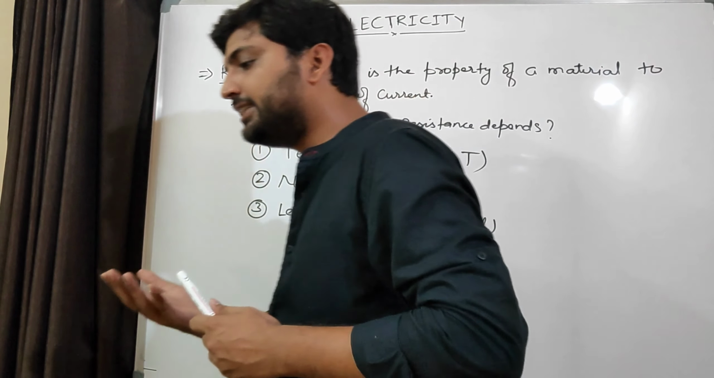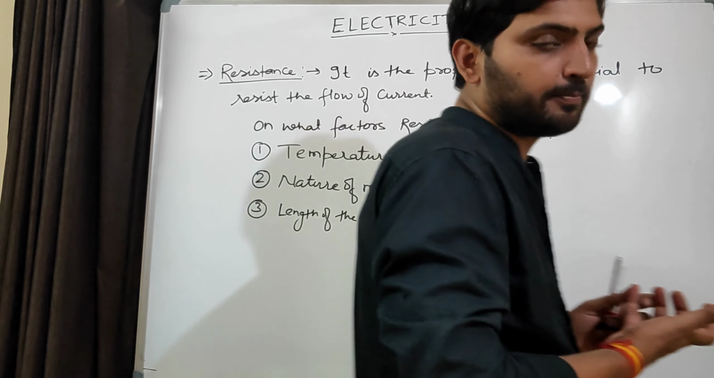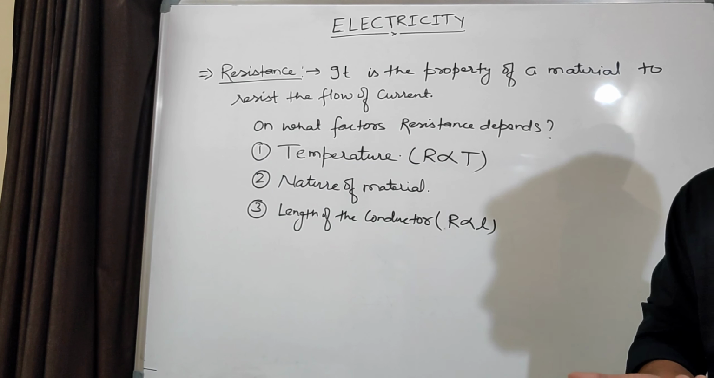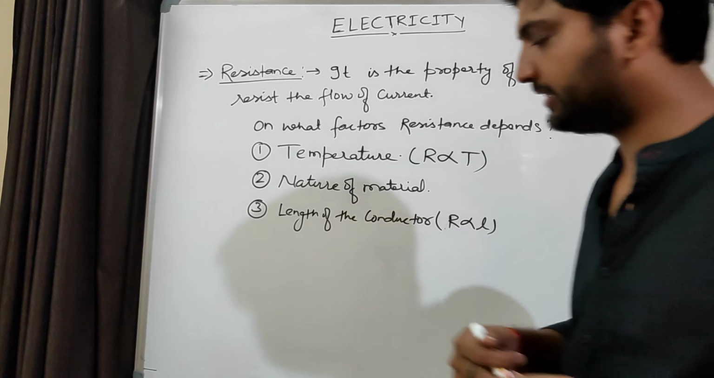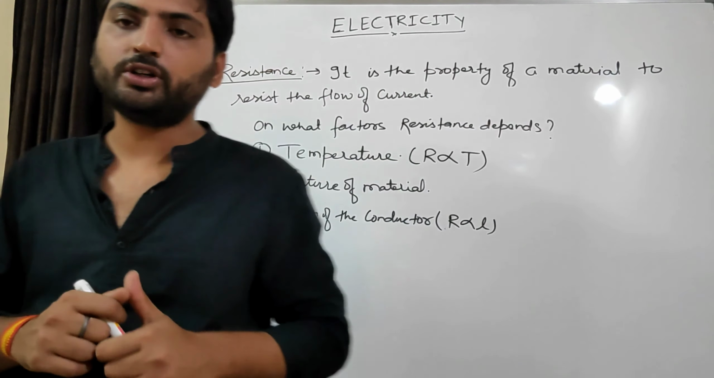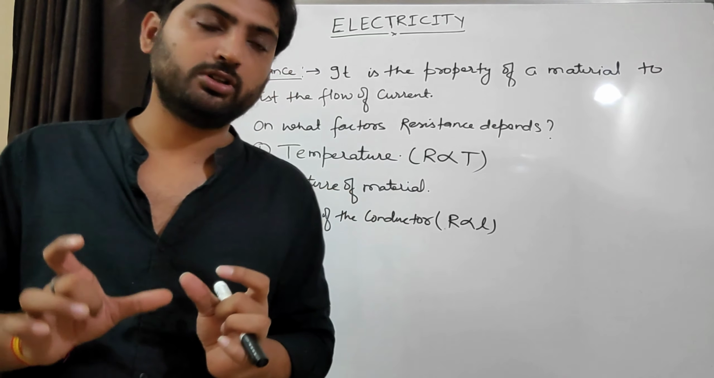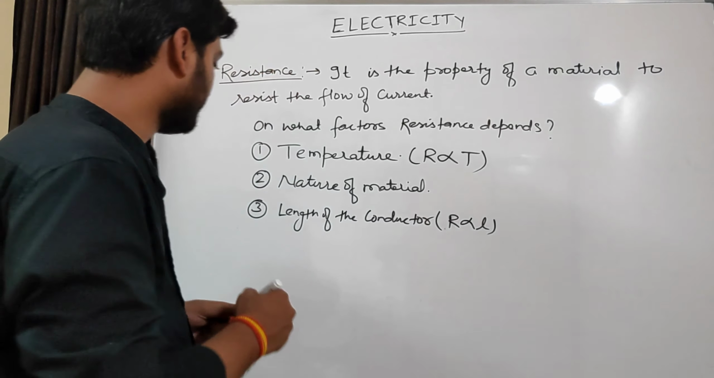As the length increases, the resistance offered by the conductor also increases, because if the length of the journey increases, the resistance will also increase. So length of the conductor is directly proportional to resistance. The resistance value depends upon the length of the conductor. If the length of the conductor is small, resistance will be small. If the length of the conductor is more, the resistance will be more.